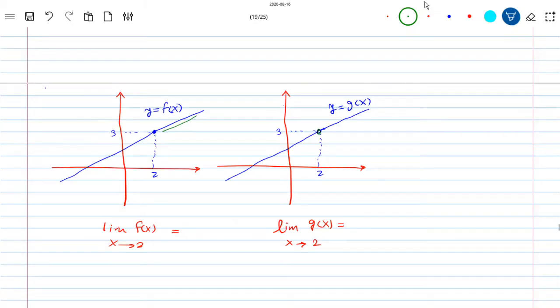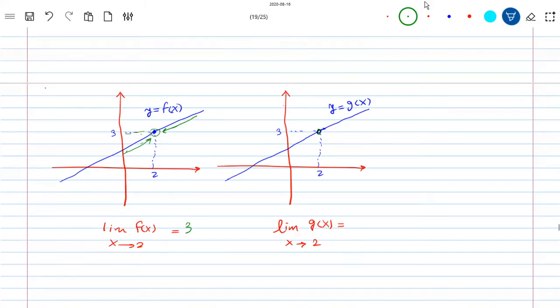You approach 2 on both sides of the curve. In this case, it's a straight line. What do you expect? You expect the y value to be 3. You don't look at that point. You look at the expectation. If I move along this curve, what do I expect to get? I expect to get the y value of 3.